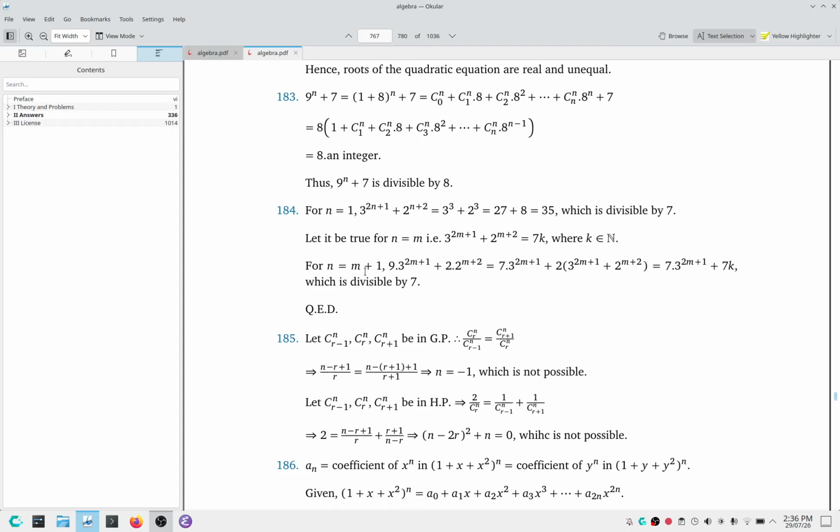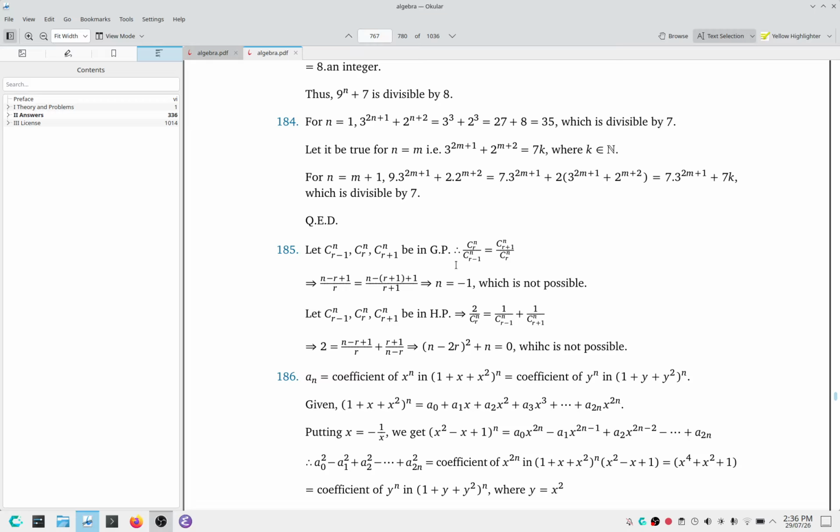Then we evaluate for n equal to m plus 1. It becomes 9 times 3^(2m+1) plus 2 times 2^(m+2), which is equal to 7 times 3^(2m+1) plus 2 times (3^(2m+1) + 2^(m+2)), that is 7 times 3^(2m+1) plus 7k. Wait, there should be a 2 here. It should be 14k actually. Yep, it should be 14k. So it seems like a calculation mistake. So yes, it is divisible by 7.